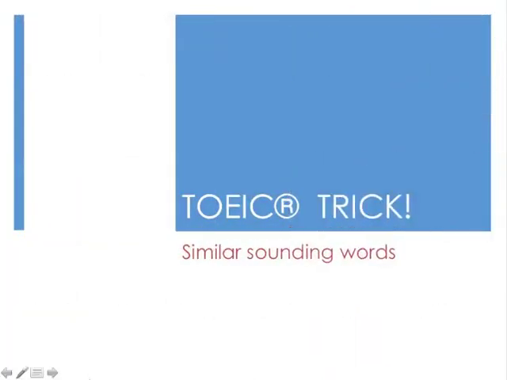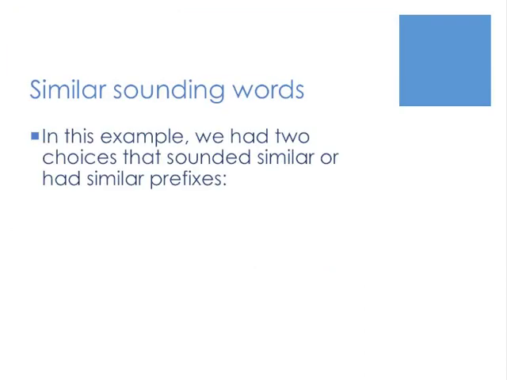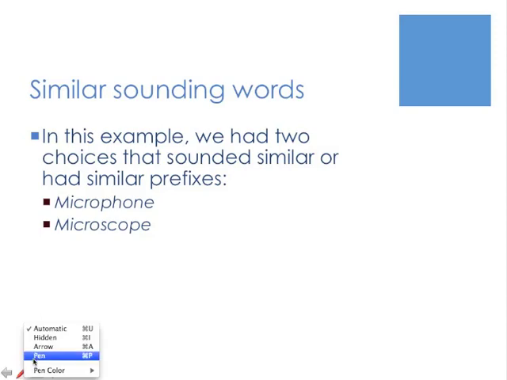So, this brings us to our final TOEIC trick of the video. And that is the fact that oftentimes answer choices may also have similar sounding words. So, in this particular example, you notice that we had two words that had very similar sounds, especially because they had similar prefixes. Microphone and microscope. So you can notice that the first parts of these, micro, are exactly the same. Now, of course, they both can't be the same word. So the key, of course, is could you catch that information because we only had the chance to listen to it once.